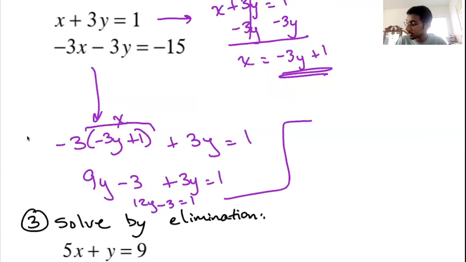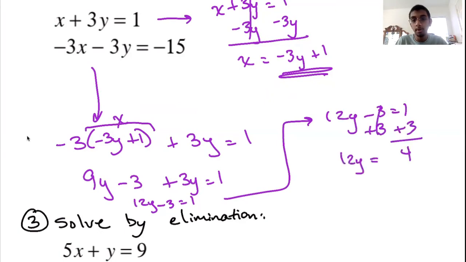I'm going to bring this over here so I can finish it. Right, so we'd add our 3. So 4 is equal to 12y. And then y is equal to 1/3 when we simplify that. So that's not too bad.